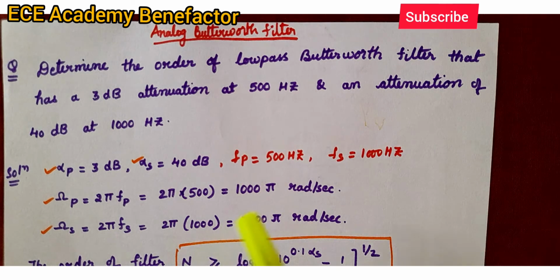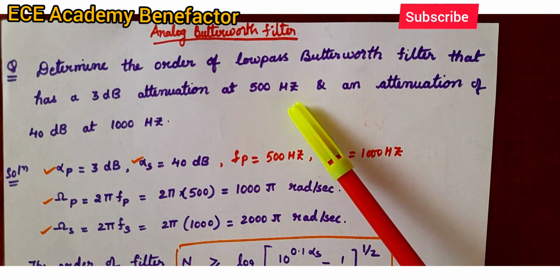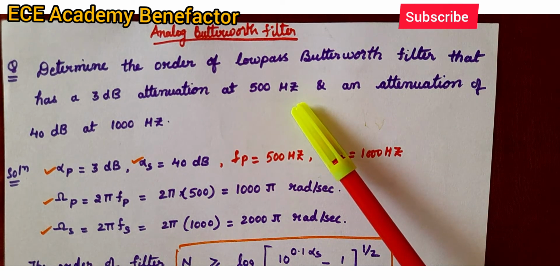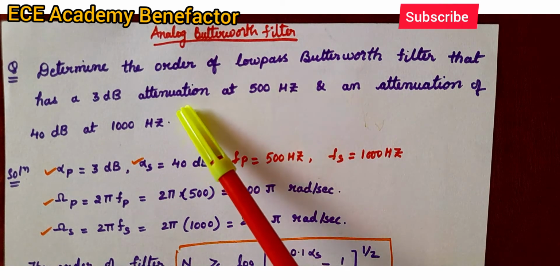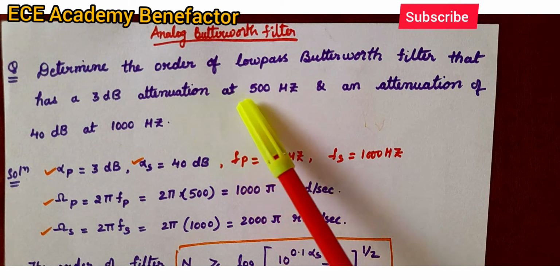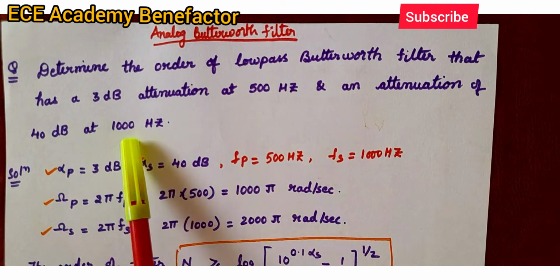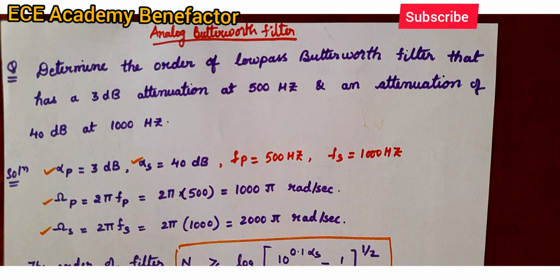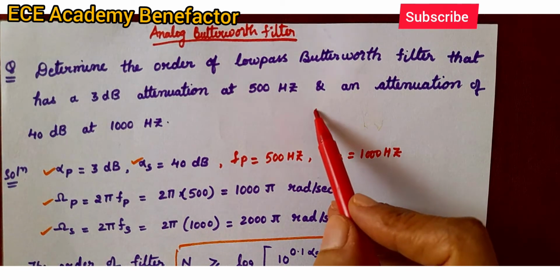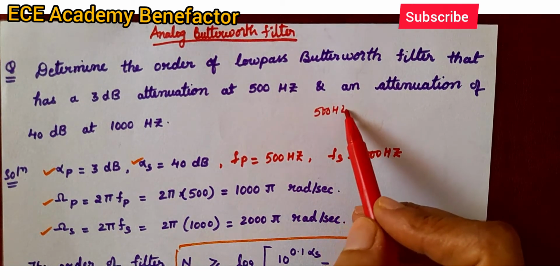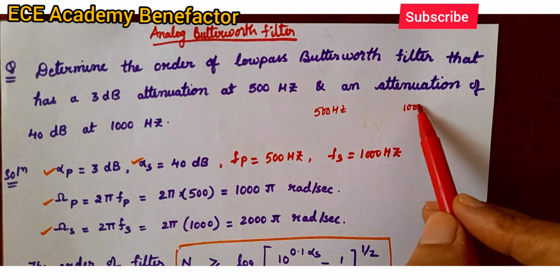The given question is: determine the order of the low pass Butterworth filter that has 3 dB attenuation at 500 Hz and an attenuation of 40 dB at 1000 Hz. So what is the starting frequency here? 500 Hz, and the other one is 1000 Hz.